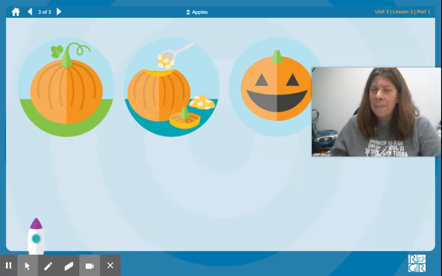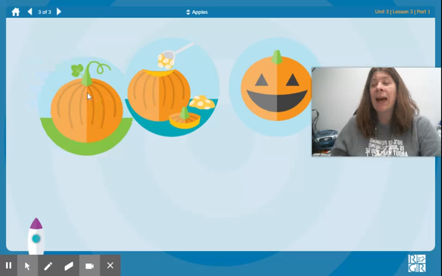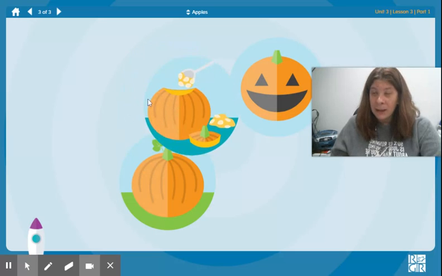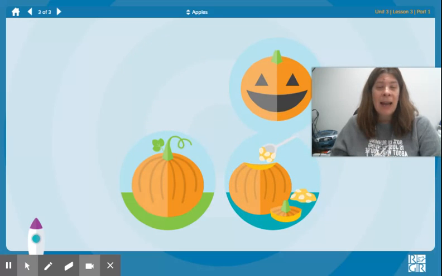What happened first? I had a pumpkin. What happened next? I started scooping out the seeds. And what happened last? I had a jack-o'-lantern.